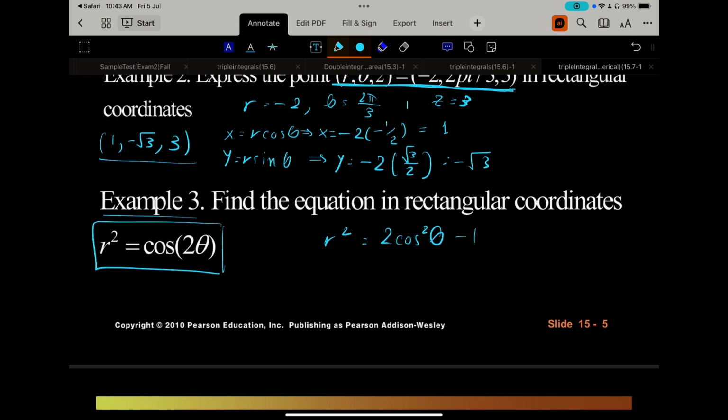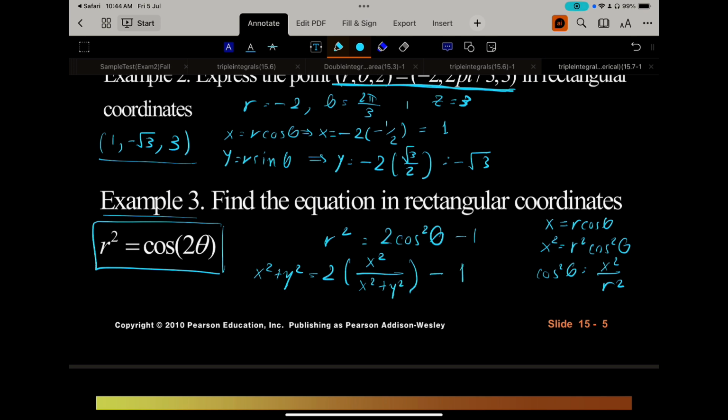We're going to convert it like this. Cosine theta is basically using x equals r cosine theta, and squaring both sides, we get x squared equals r squared cosine squared theta. Now we can use this cosine squared theta to convert to x, so cosine squared theta is just x squared over r squared. Now we can substitute this. Here we have x squared plus y squared equals 2 times x squared over r squared, and r squared is just x squared plus y squared, and this is -1. And now this is our formula.